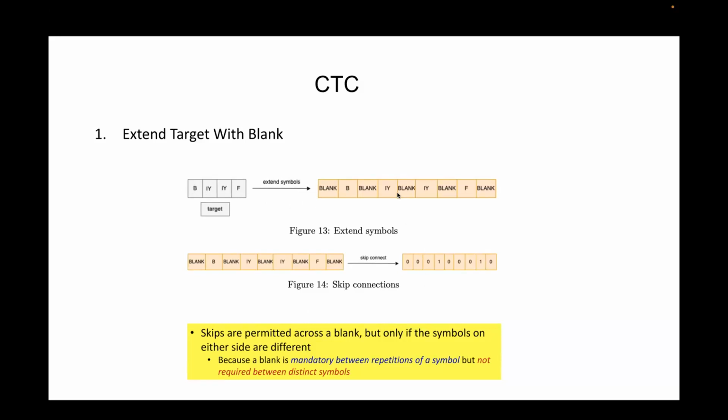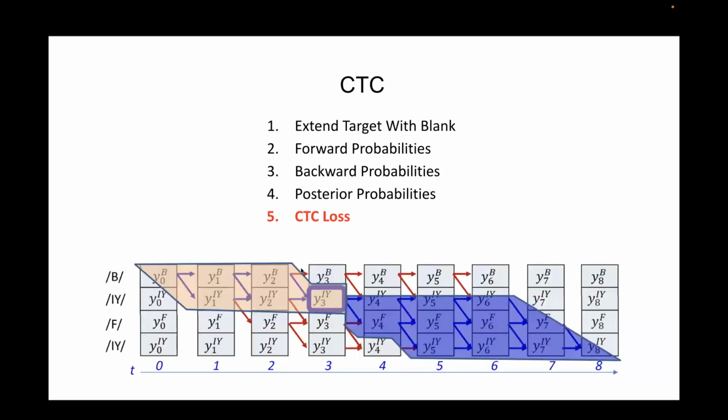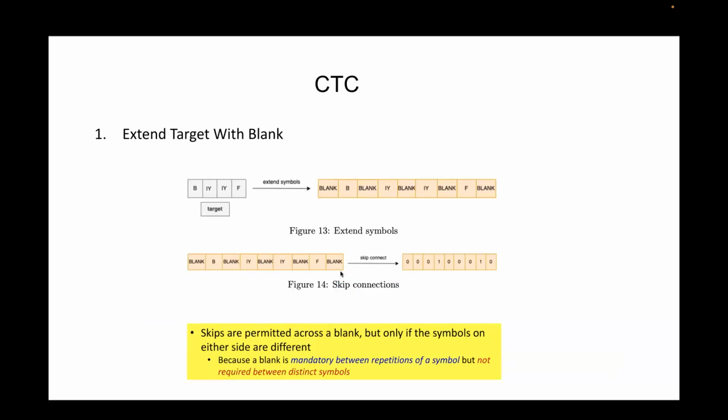And as you studied in the lectures, there is a possibility of skipping connections that you see here. You don't have to go over all the connections. And to calculate those, you will implement your forward and backward probabilities, and you will need the skip connections array as well. So the rules around skip connections are that they are permitted across a blank, but only if the symbols on either side are different.